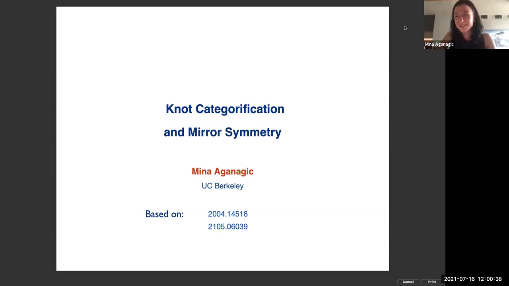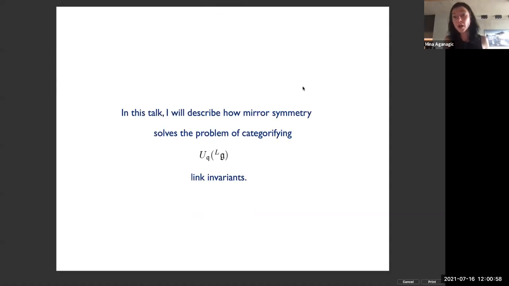Okay, thank you very much for letting me give you a talk. It's an honor to be here. So I'll tell you about the work that appeared in two papers and a little bit beyond. Okay, so in this talk, I'll describe how mirror symmetry solves the problem of categorifying quantum link invariants.